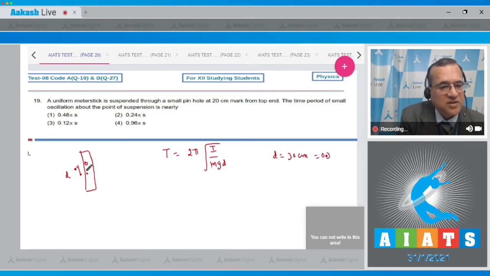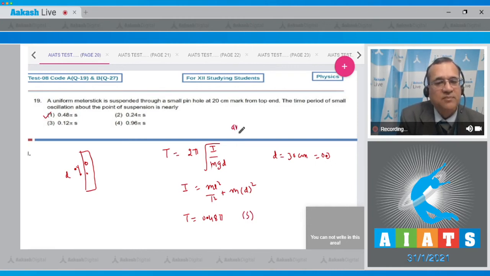And what was the moment of inertia about this point? The moment of inertia will be equal to m l square by 12 plus m into d square. We fill in the values, d is 0.3 and L is 1 meter, in this equation. Then the T value will come equal to 0.48 second. So therefore the correct answer is option number 1.